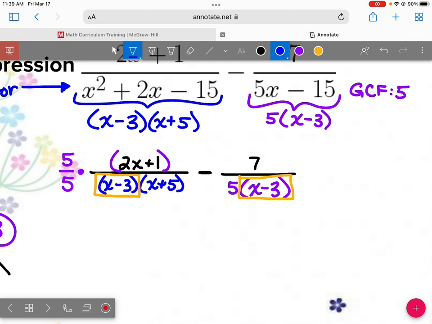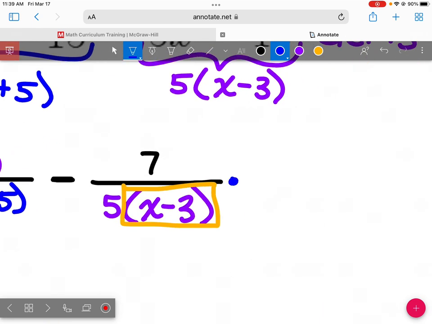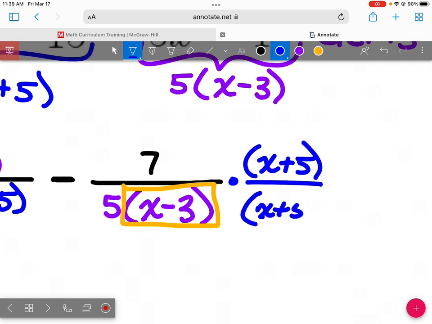What does the first denominator have that the second one doesn't? X plus 5. So I have to multiply top and bottom by x plus 5. When you look right here, because I'm going to multiply these together, is that exactly the same as what I have right here? Do they have all the same pieces now? Yes. This right here is exactly the same as this over here now.